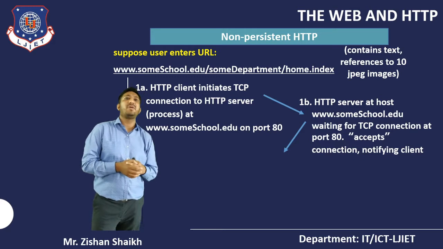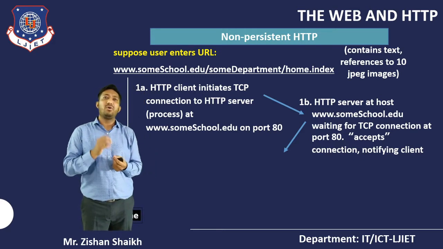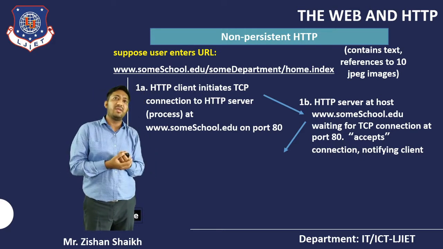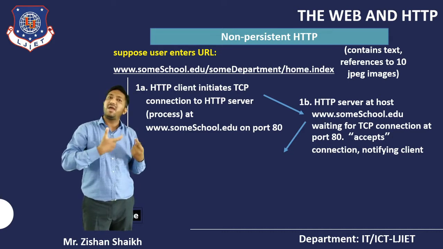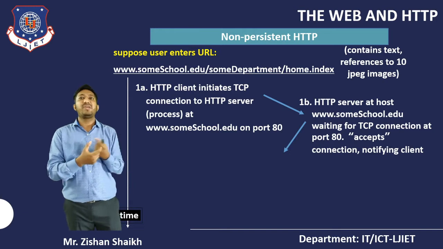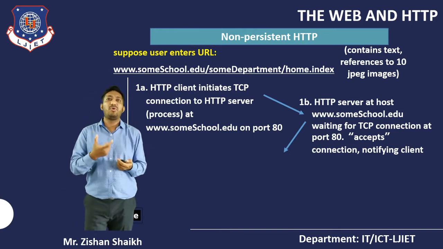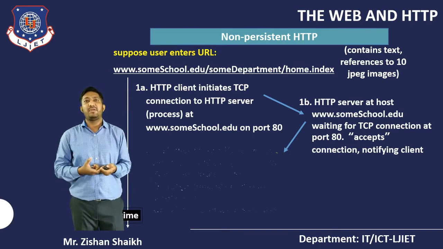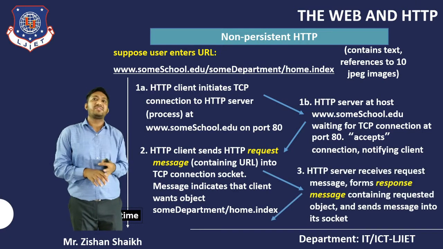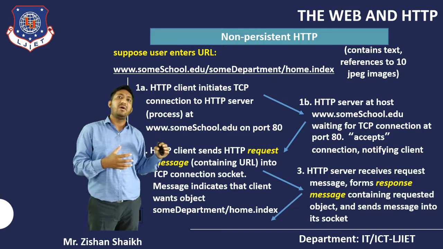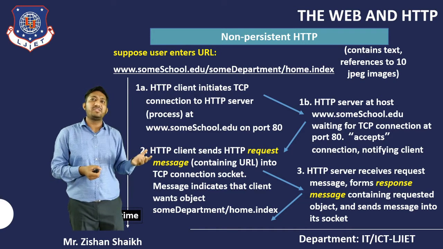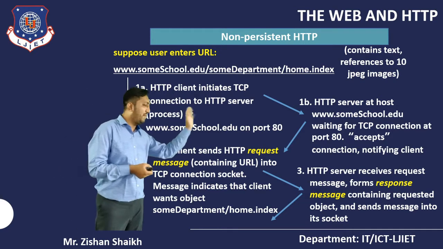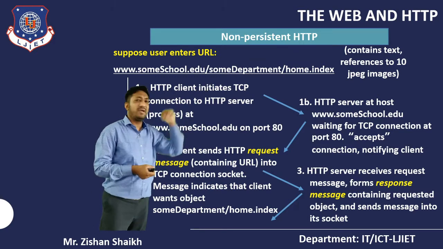Now in the next part, what happened? The HTTP server at the host is waiting for that connection and accepts the request. So the connection is established. This is the first step of our HTTP TCP connection establishment. Next, the HTTP client sends an HTTP request message, requesting to download some images at that particular path.